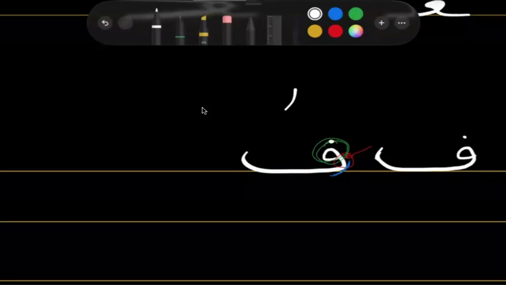So when you connect it to what's after it, then you're going to keep all of that. You're going to keep its head. You're going to keep its neck. You're going to curve like a Ba, but then you're going to connect to the letter after it.